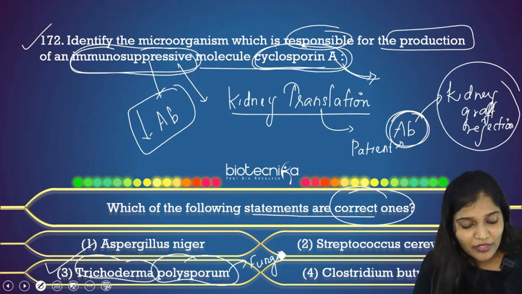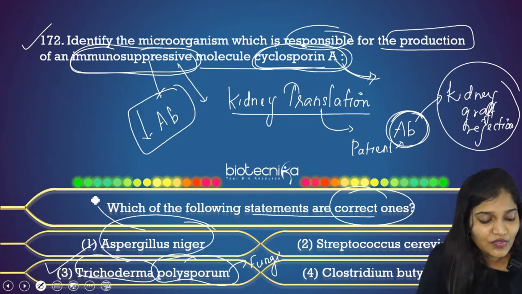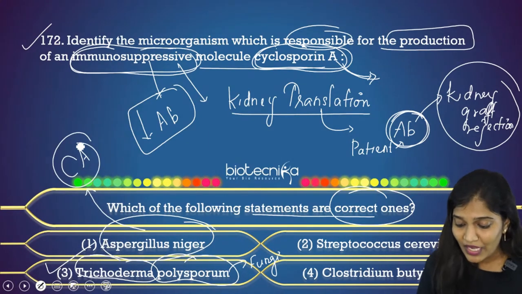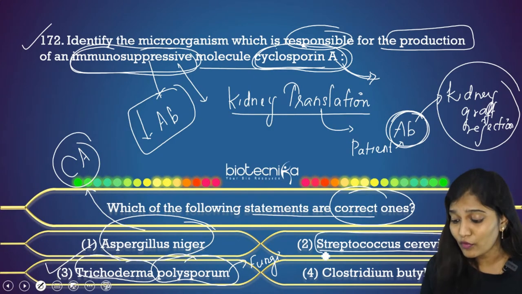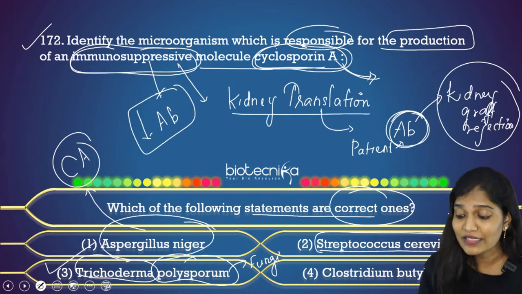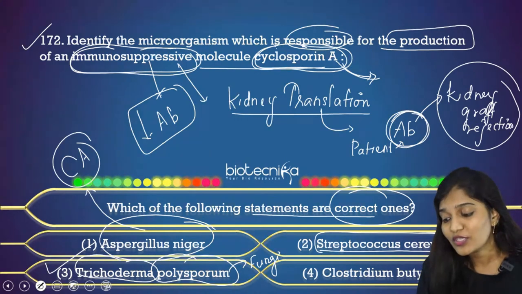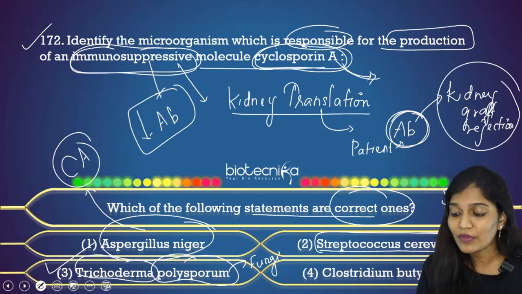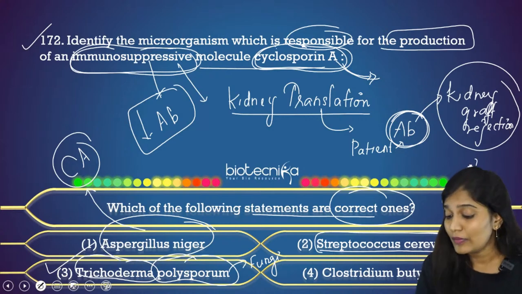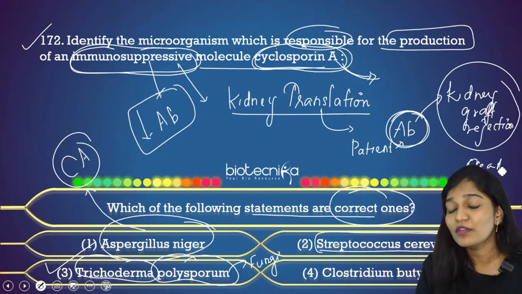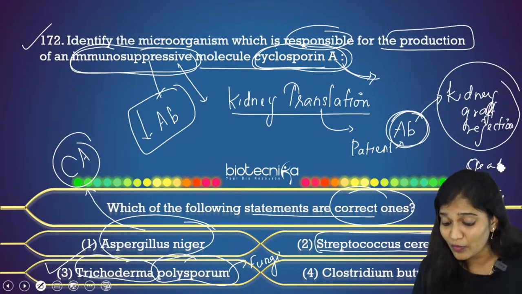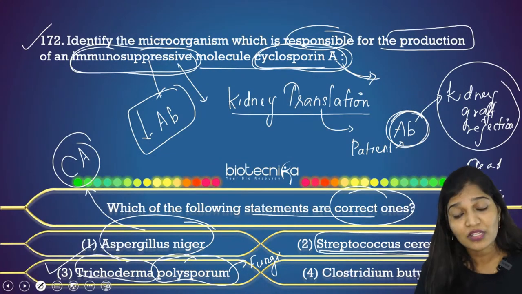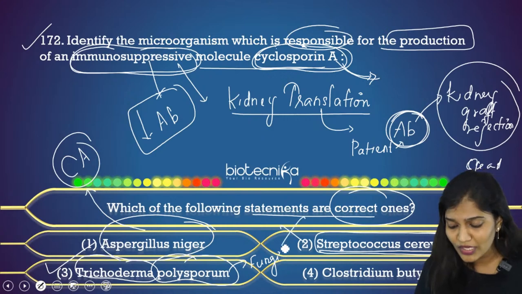If you are talking about Aspergillus niger, it is responsible for production of citric acid. And Streptococcus cerevisiae, actually we know it is going to be Saccharomyces cerevisiae. If the question had given Saccharomyces cerevisiae, then we can say it is yeast, which is responsible for the production of alcohols or helping in the formation of bread. But they have given Streptococcus, so you should not choose this option.